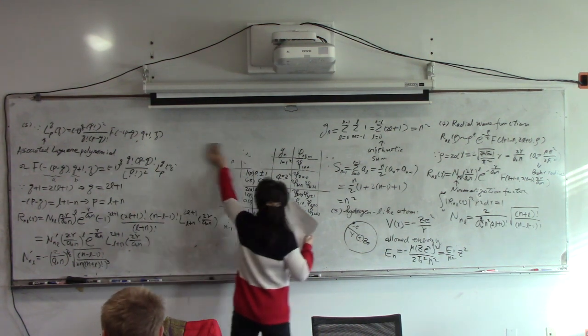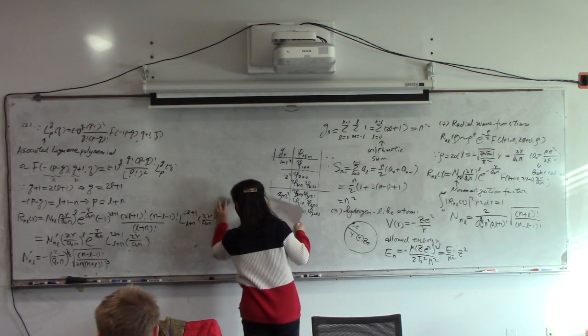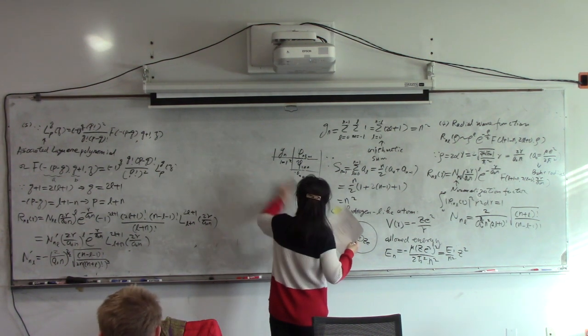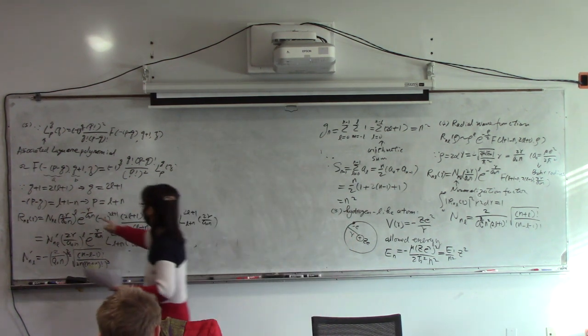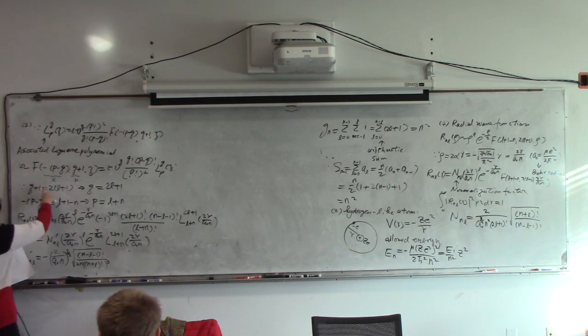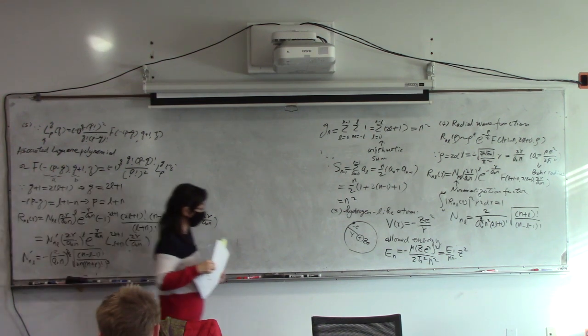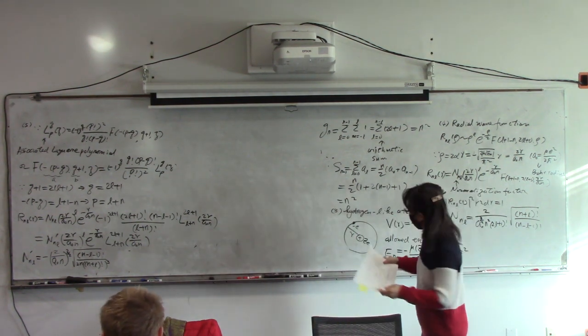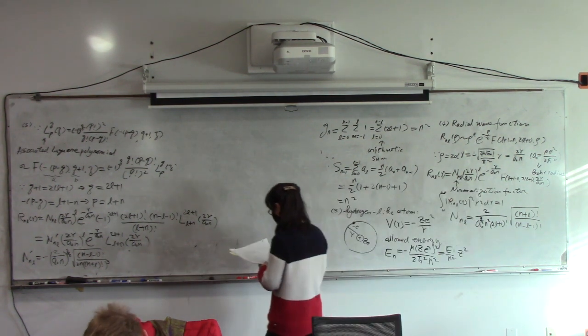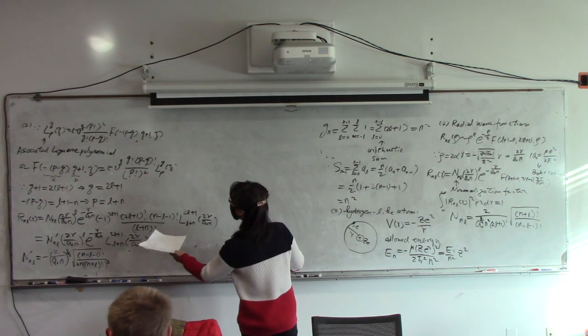This is the final result. If we want to connect to our solution with the textbook, we convert from the truncated confluent hypergeometric function to the associated Laguerre polynomial. Okay, that is number 5.